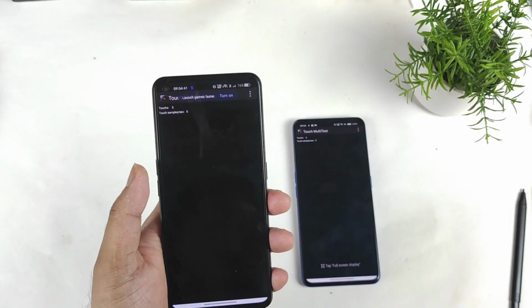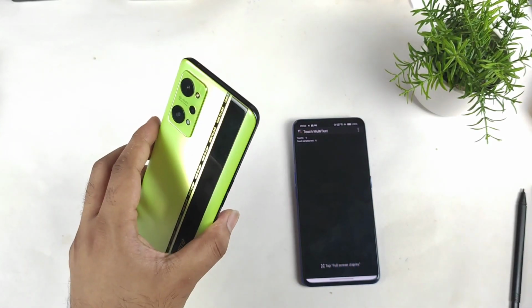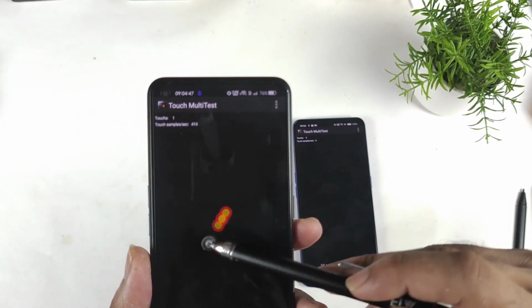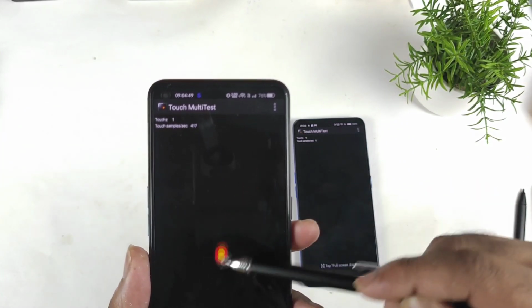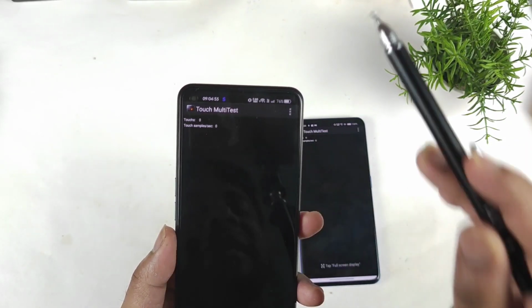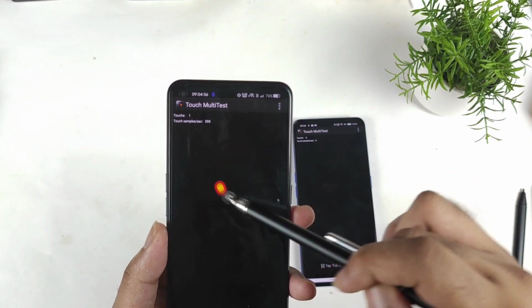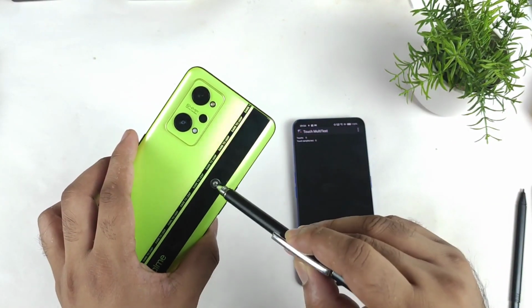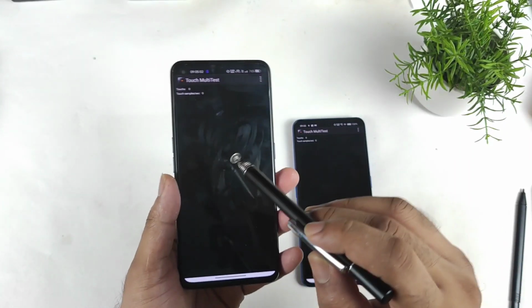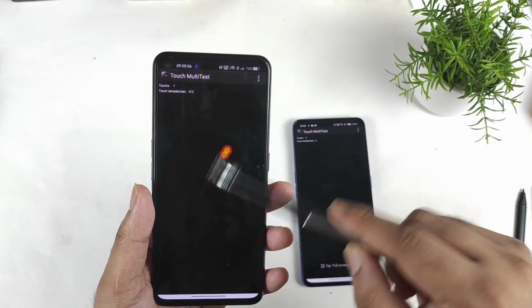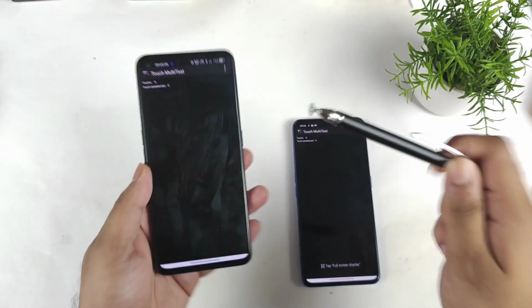Now let's check the touch sampling rate on the GT Neo 2. On the GT Neo 2 we are getting a value of about 420, as you can see. This application gives the refresh rate plus the touch sampling rate included, so you need to subtract. 420 minus 120 is 300 Hz touch sampling rate by default on this device. That's something you should know about the Realme GT Neo 2. As you can clearly see, 420 minus 120, 300 Hz.